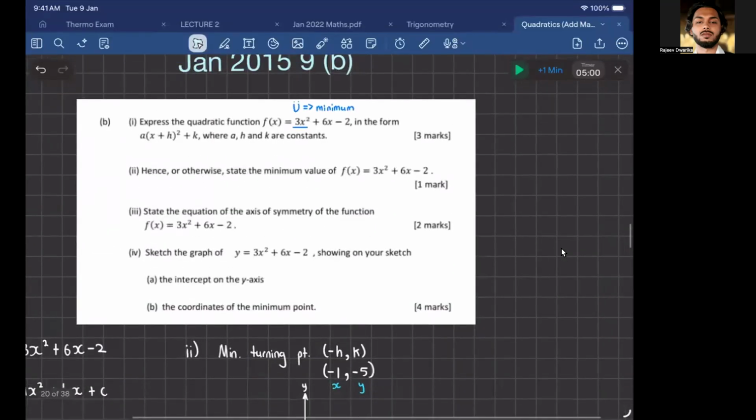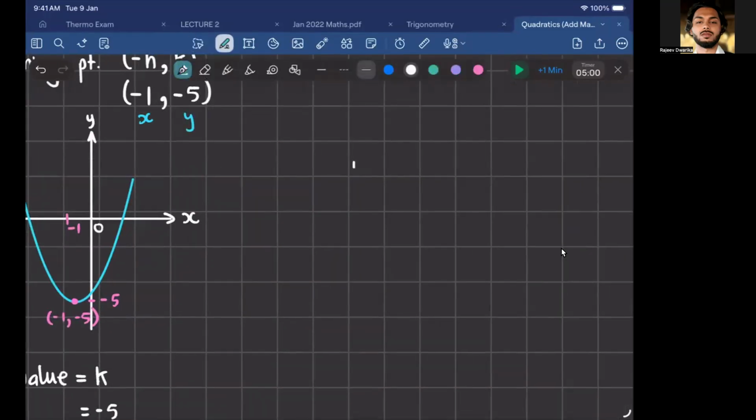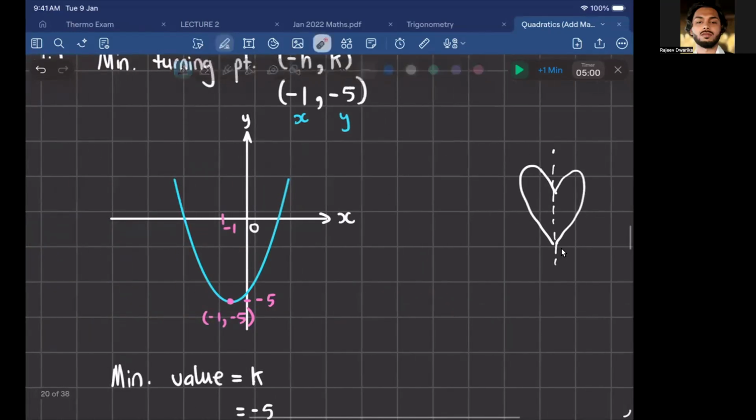All right. Part 3. State the equation of the axis of symmetry of the function. So I'm going to take it all back to standard 5 here. If I were to draw a heart, right, guys, I want you to tell me, where would the line of symmetry be? In the middle. It would be in the middle, right? Avinash, that's correct. The line of symmetry would cut the shape into mirrored halves. So what would be the line of symmetry for this parabola? The fancy name for the curve is a parabola.